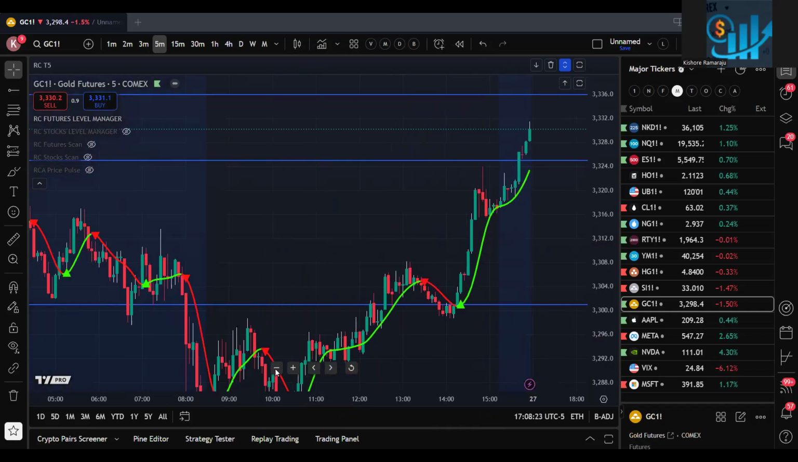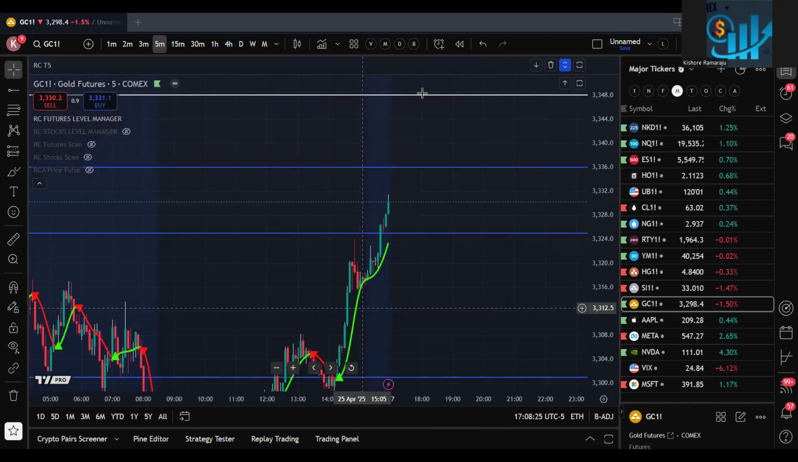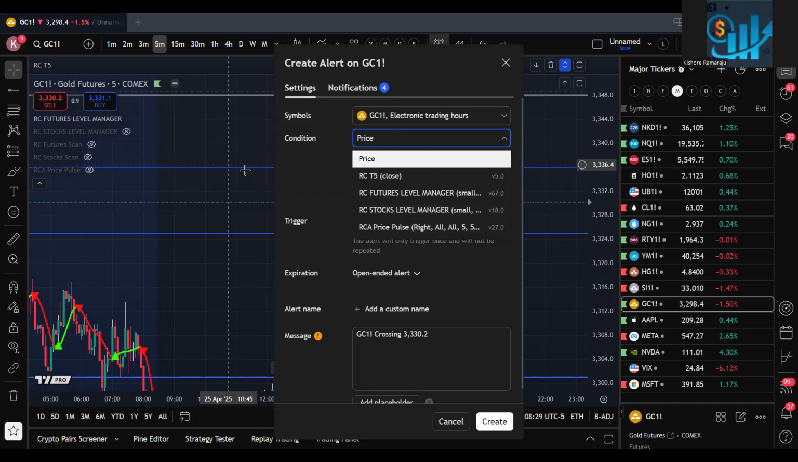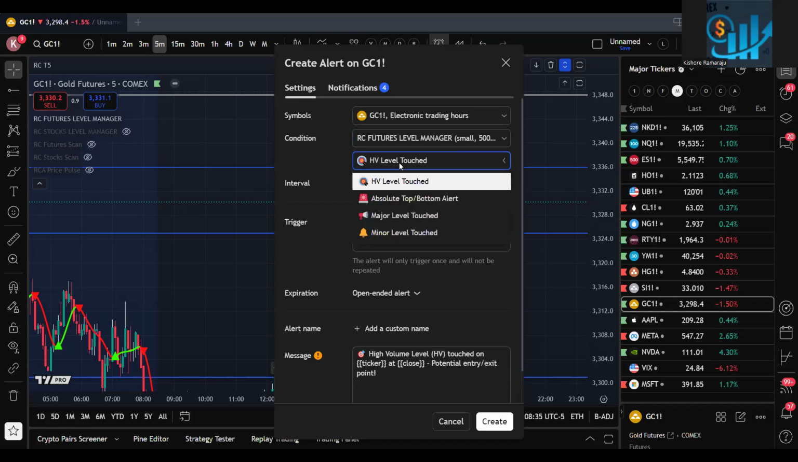Second thing is you can also set alerts, right? You can go here and say, whenever it goes to the topmost or bottommost, let me know. Or whenever it goes to the HV level, let me know. Whenever it goes to RD0, RD1, RD2, SD0, SD1, SD2, because that is where the price can either go further up or further down. You can see what is happening and you can take a trade around those areas.